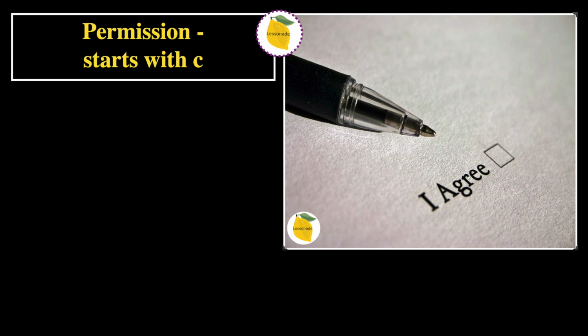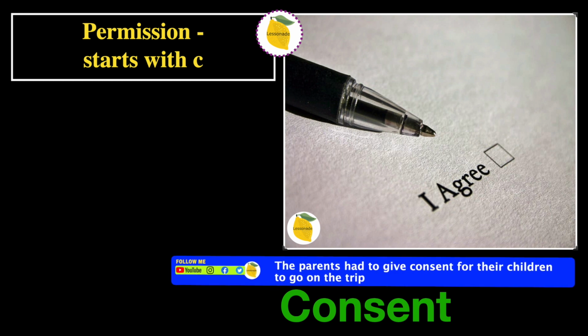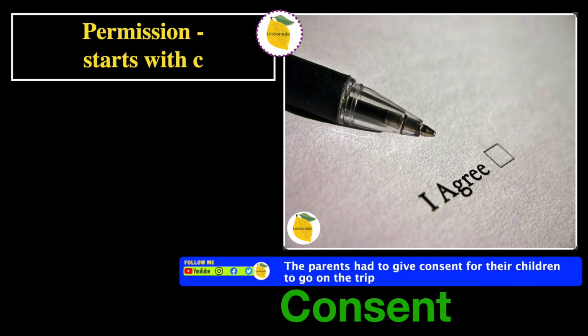Permission starts with C. In this picture, we can see someone about to tick the I agree box. So therefore, they're giving permission. And this means the word will be consent. And the sentence is, the parents had to give consent for their children to go on the trip.